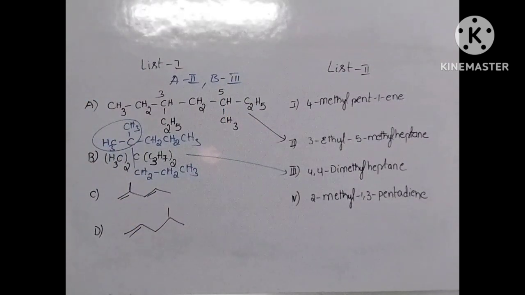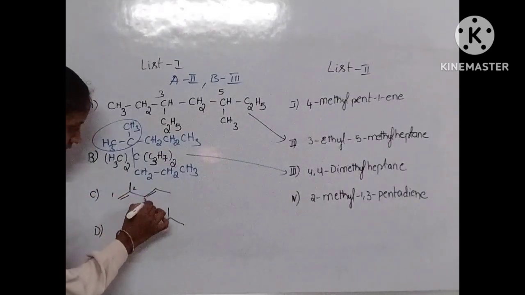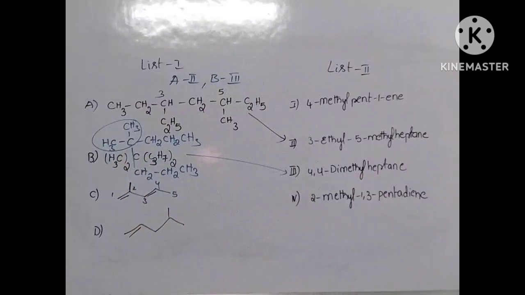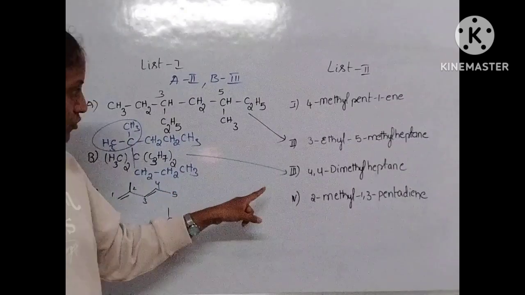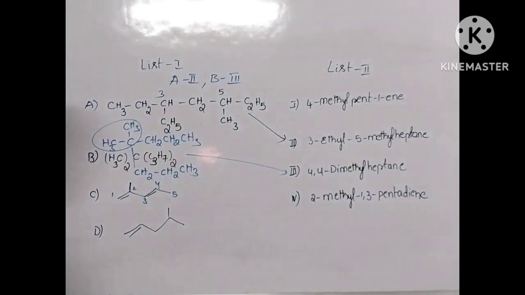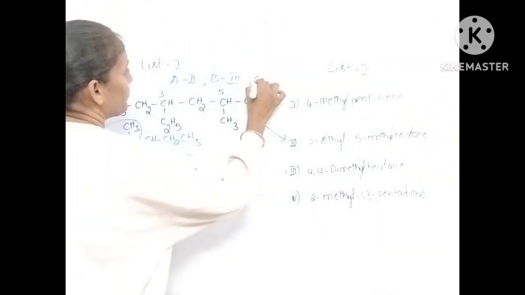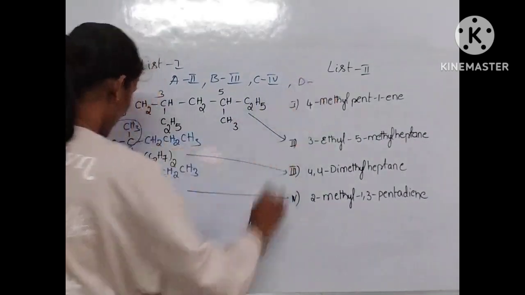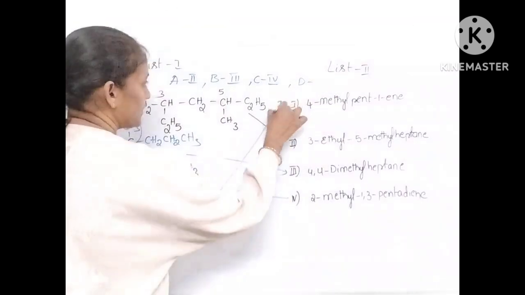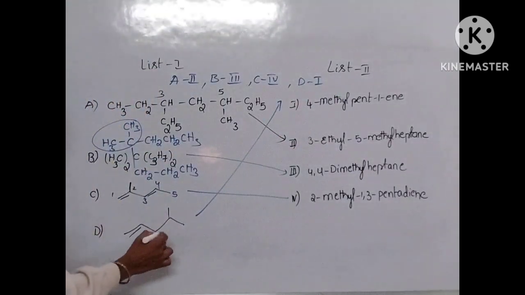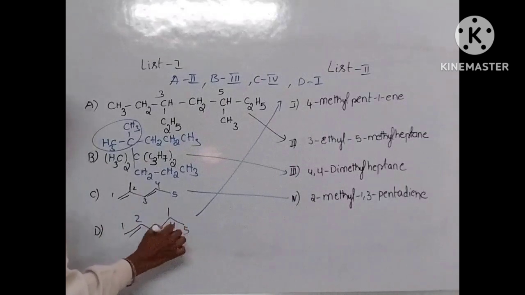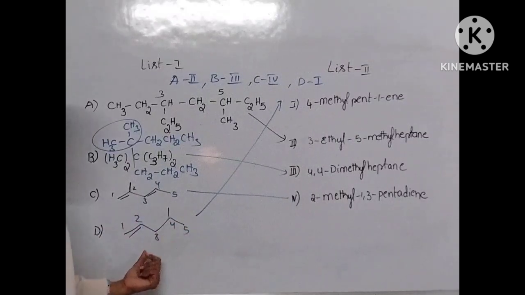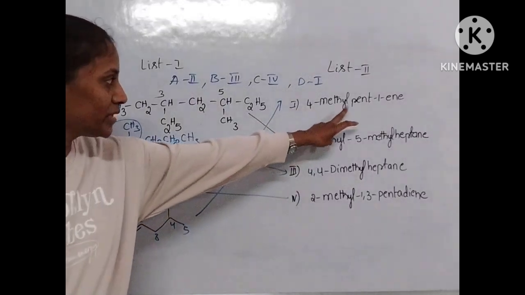Next, C option. If you identify this one, 1, 2, 3, 4, 5, 5 carbons are in the straight chain and 1 substituent is there. That means 2-methyl-1,3-pentadiene. So C is 4. Next, D is automatically the first one. If you give numbering 1, 2, 3, 4, 5, it is 4-methylpent-1-ene.